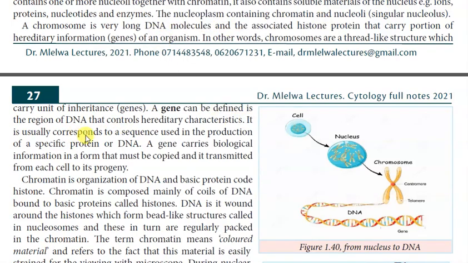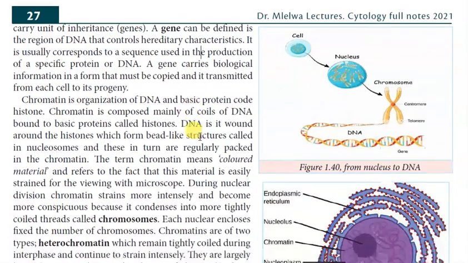So it usually corresponds to a sequence used in the production of specific protein or DNA. A gene carries biological information in a form that must be copied and is transmitted from each cell to its progeny. Progeny means the offspring. Kwa hiyo gene inakuwa na carry genetic information, ambayo kwa carried by gene, inaweza kutengeneza protein, ambazo hizo protein zina control different characteristics.